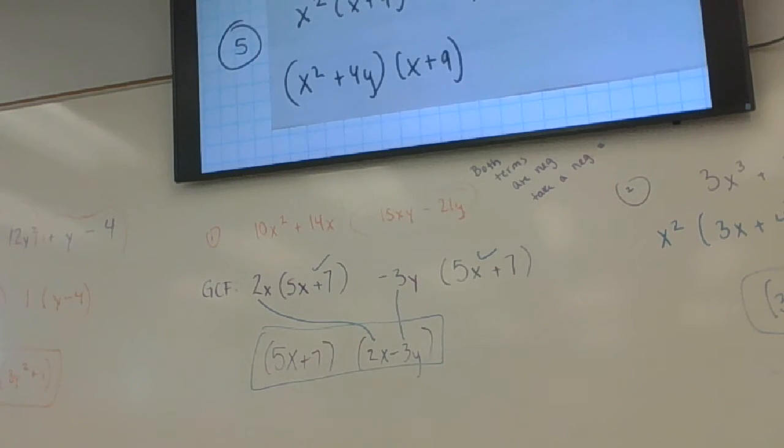Alright, here's number 5. The bottom on the left-hand side, number 5. That's it. It's so correct. Anybody have a question about that one? Totally fine if your x plus 9 comes first.